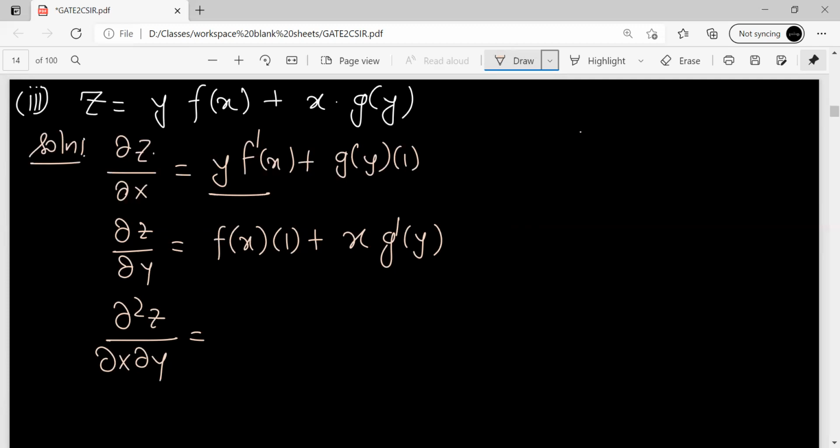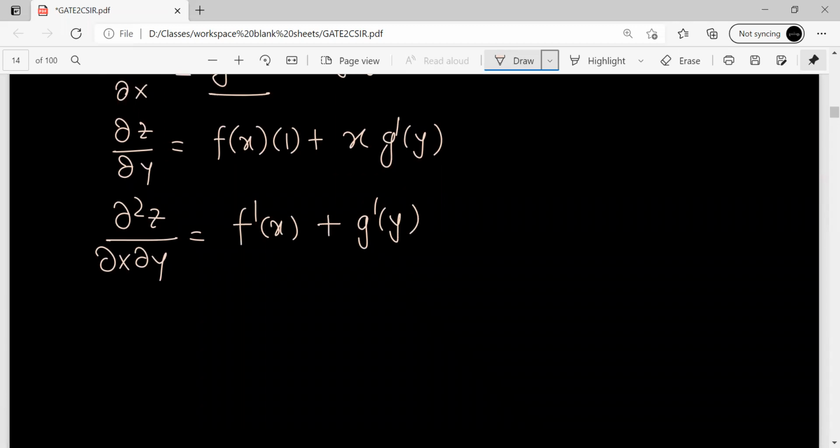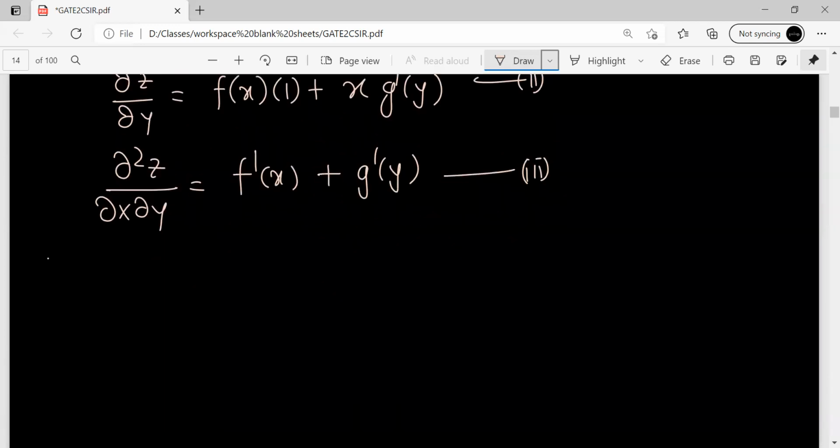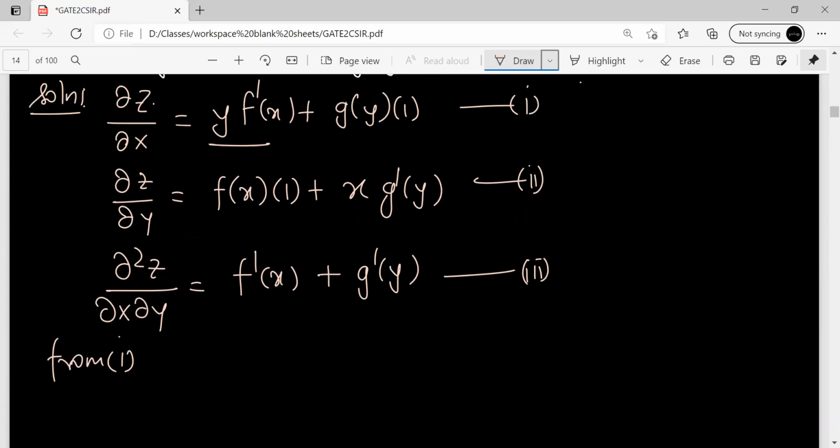Let's see del squared z over del x del y. I'm differentiating this thing again with respect to x, so it will be simply f dash x, and it will be g dash y. Okay, I got this thing. Now still there is a problem. How do I go with f dash and g dash? So name it equation 1, equation 2, then equation 3. I have to remove this f dash. So from here, can I do this? Because I want to take this f dash x out.